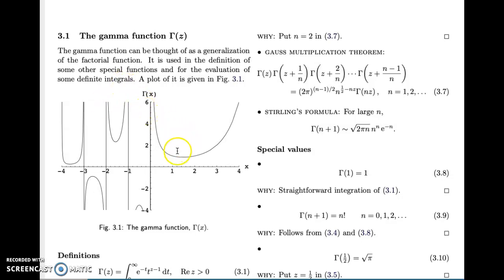Gamma function looks like this. As you can see, it's one displaced from the factorial function, in the sense that gamma of 3 is actually 2 factorial, gamma of 4 is 3 factorial, and so on.